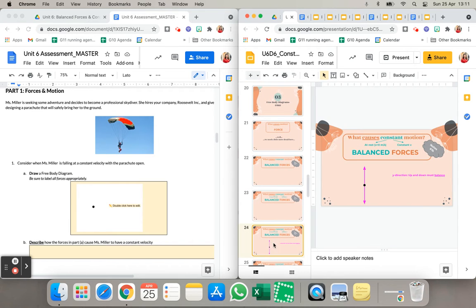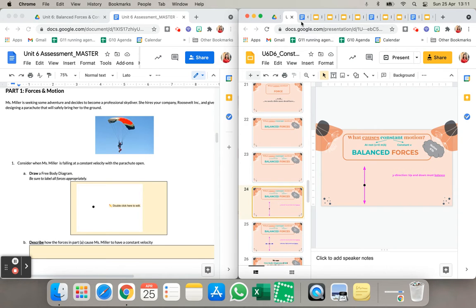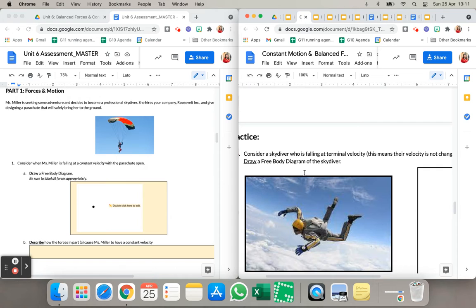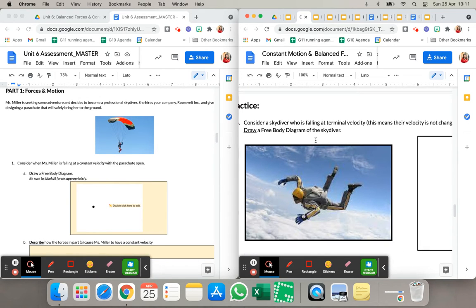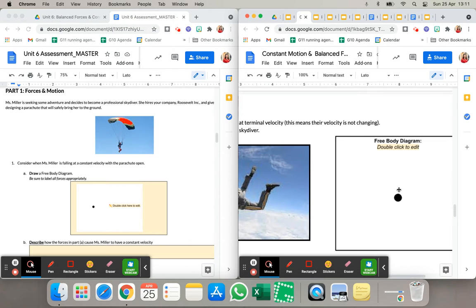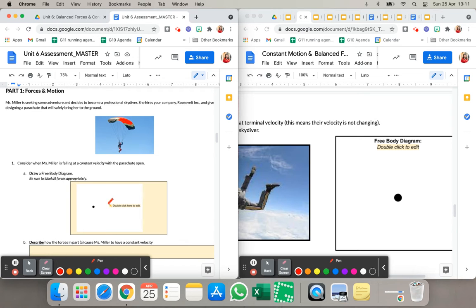We talked about how if you have balanced forces, that indicates constant velocity. And you actually had a practice in your homework that was exactly about a skydiver. So you've already practiced with a skydiver. Here is the question in your homework. Here is the question on the test. Same exact idea. And so we were just looking for a free body diagram with two balanced forces labeled appropriately. So this force would be air resistance, and you should write it out completely. And this force would be gravity.